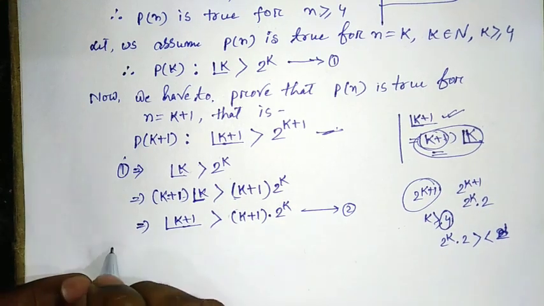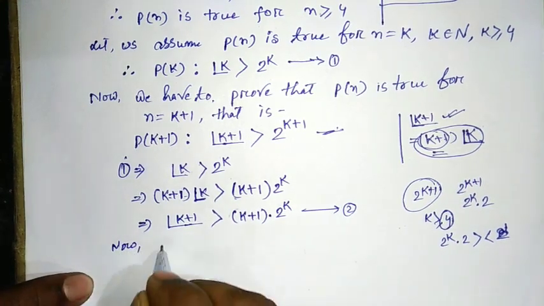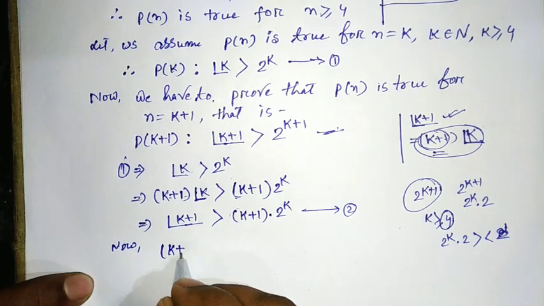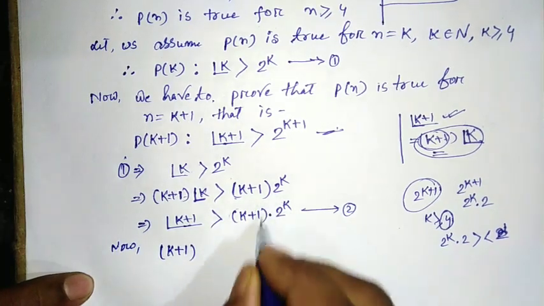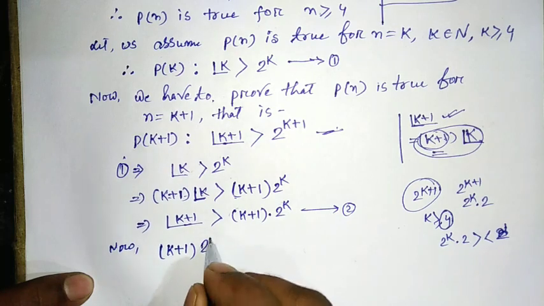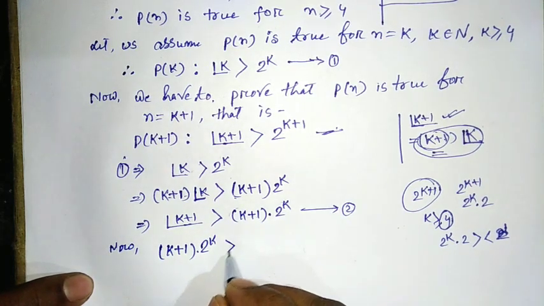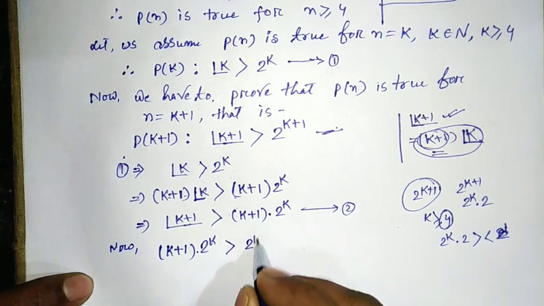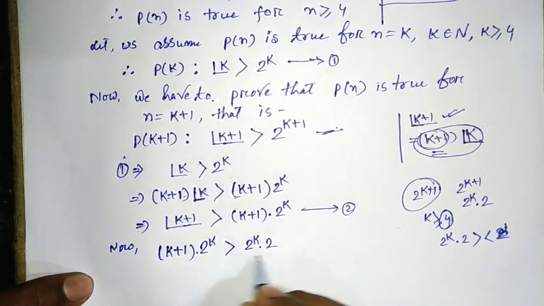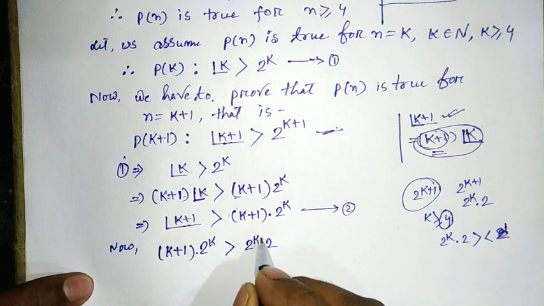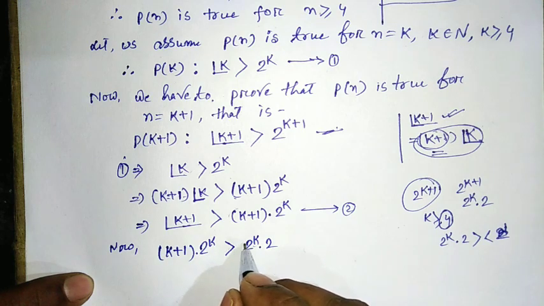Now k plus 1 into 2 to the power k is greater than 2 to the power k into 2. Why am I writing 2 to the power k into 2? Because we need 2 to the power k plus 1, so we have multiplied by 2. It is true. Why true?